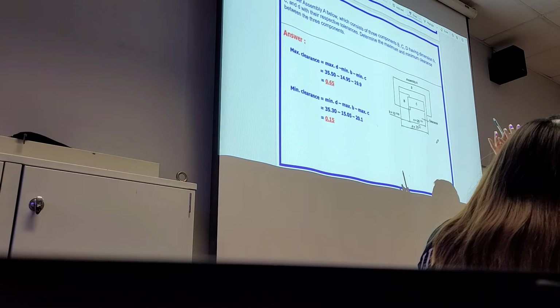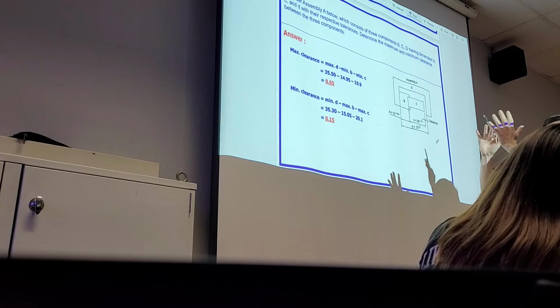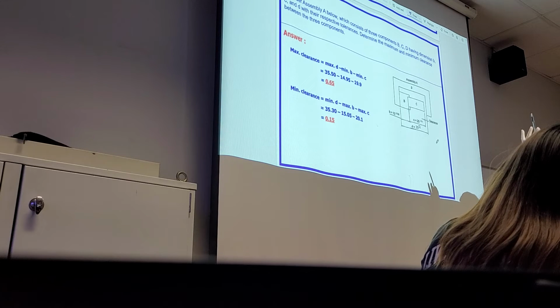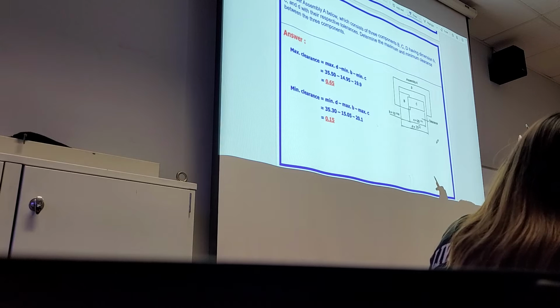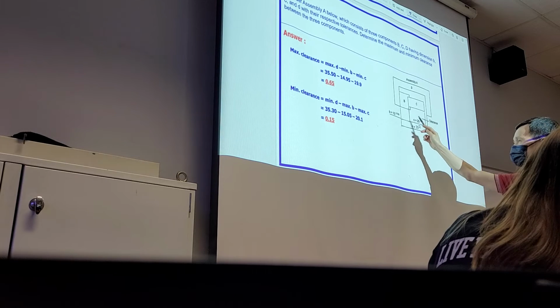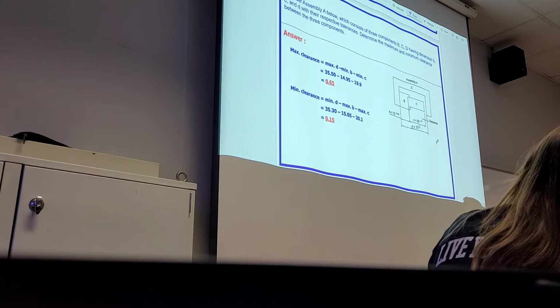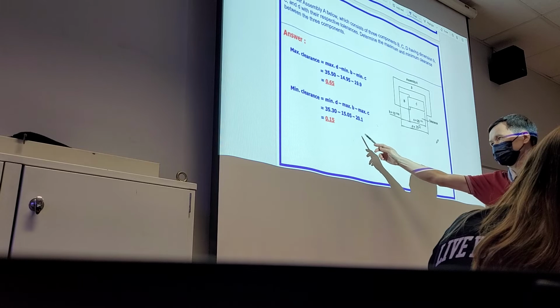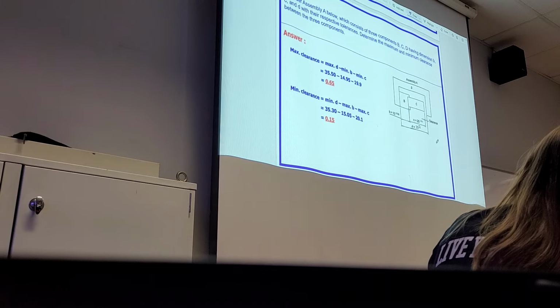How about the minimum clearance? When D is the minimum size, then minus B and C at their maximum size. So you will get the clearance 0.15 and 0.65. That's the range of clearance you can expect from such a stack.